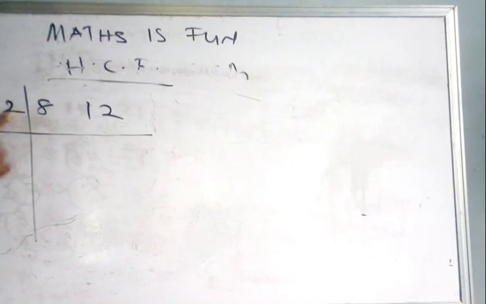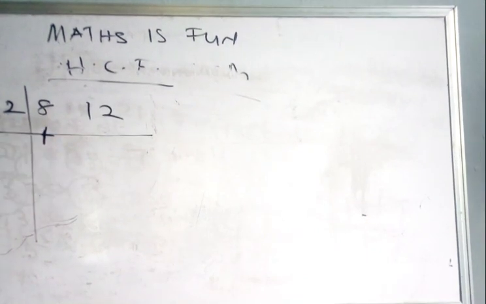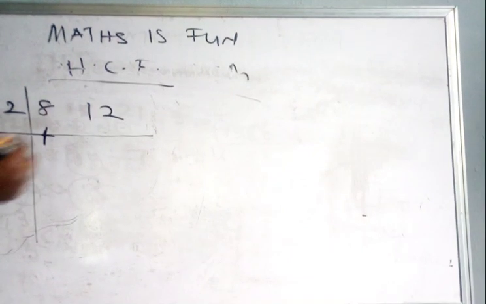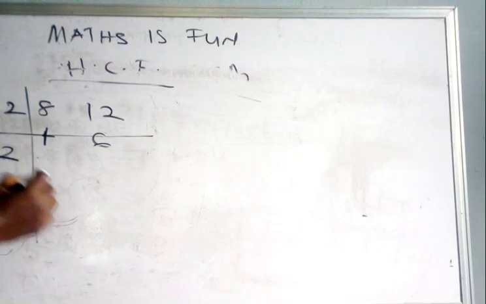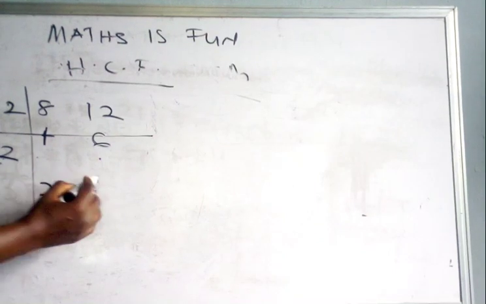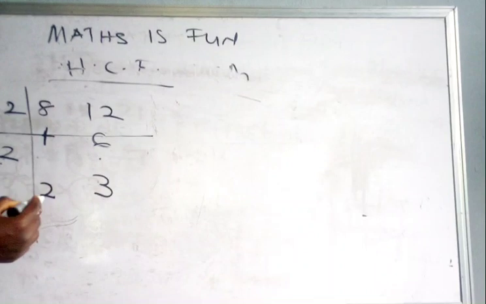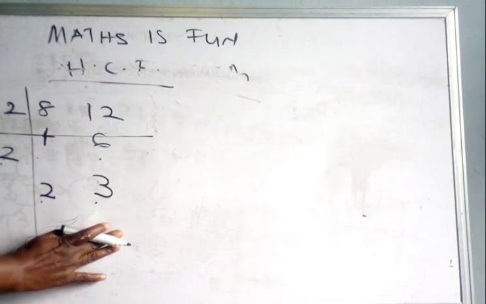Can 8 be divided by 2? Yes, 8 divided by 2 gives us 4. And 12 divided by 2 gives us 6. But if we look down, we can see that something can still divide this through, and that is also 2. 4 divided by 2 gives us 2. 6 divided by 2 gives us 3. So we're left with 2 and 3. Can anything divide it through again? No. So we are left with 2 and 3 as the numbers beneath.